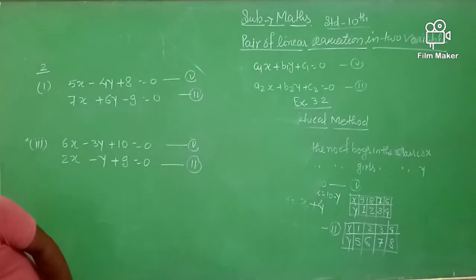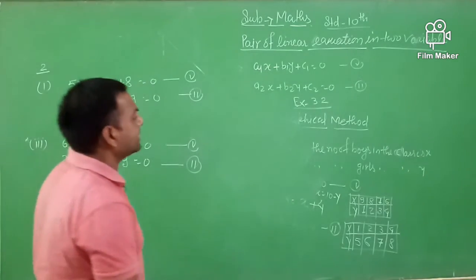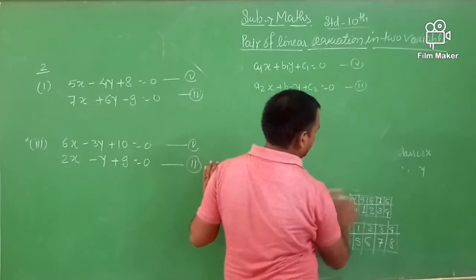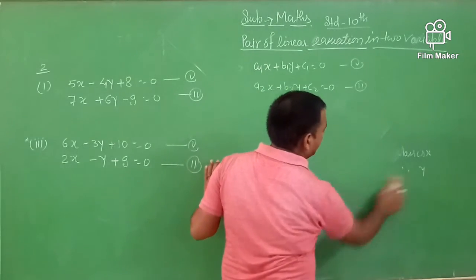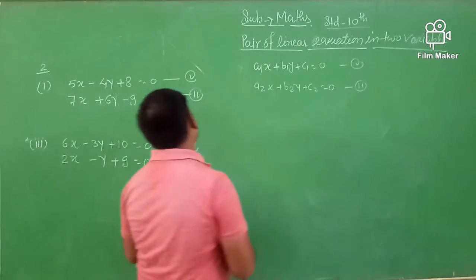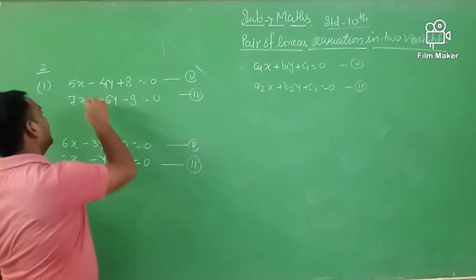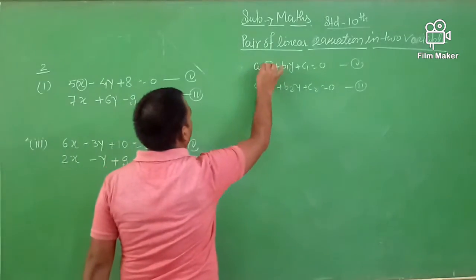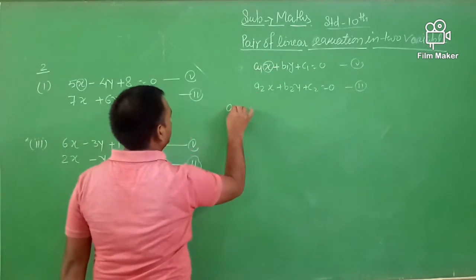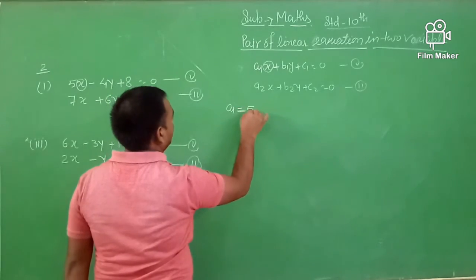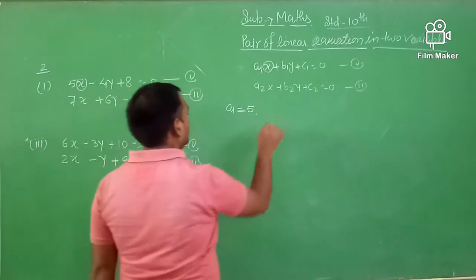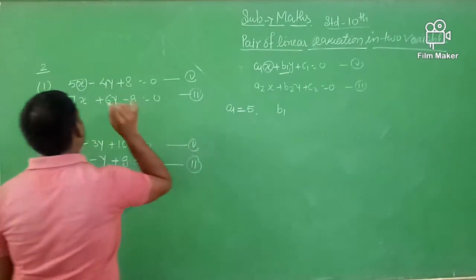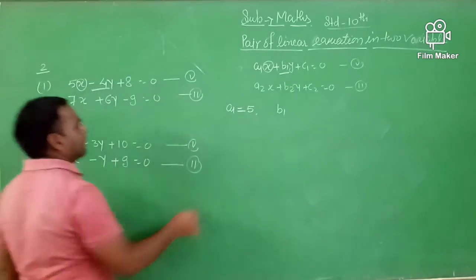For the first question, I compare this equation with the standard equation in two variables. Here you see the multiple of x, and it is a1. So a1 is equal to 5. Then b1 means the multiple of y, and here you see also the multiple of y. This is equal to minus 4.